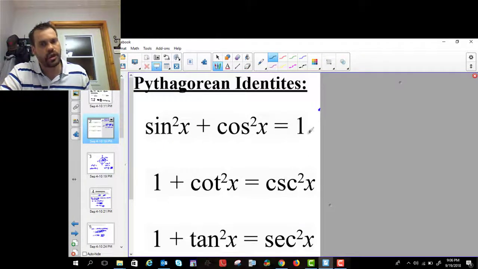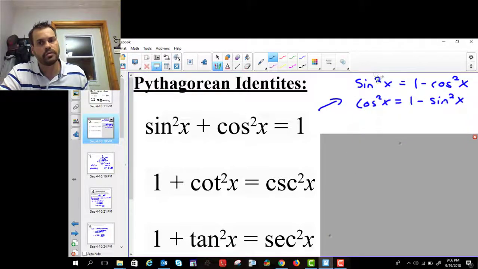These are always true. They can be rearranged, so it's possible to write sine squared x equals 1 minus cosine squared x, or cosine squared x equals 1 minus sine squared x. You can rearrange them, and you can rearrange the other ones as well.